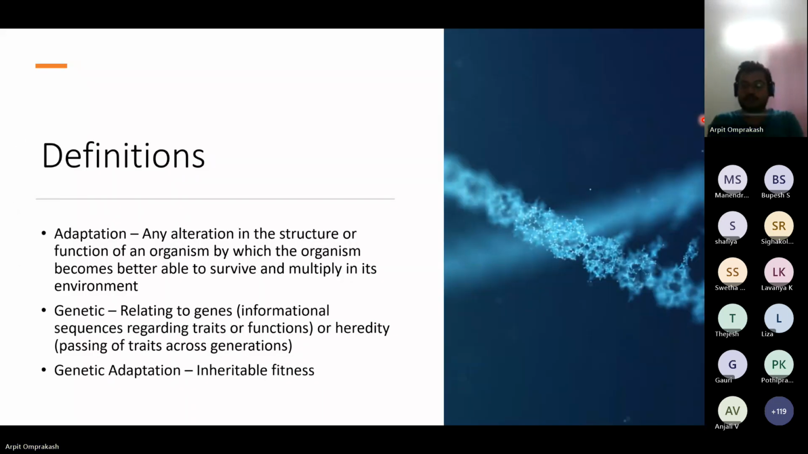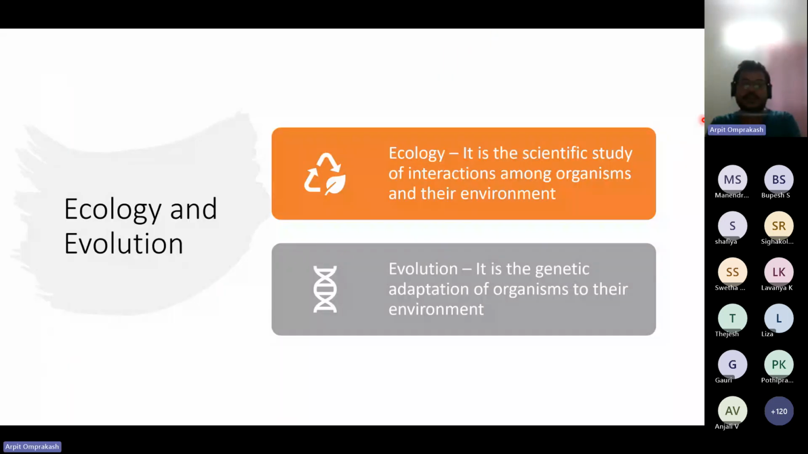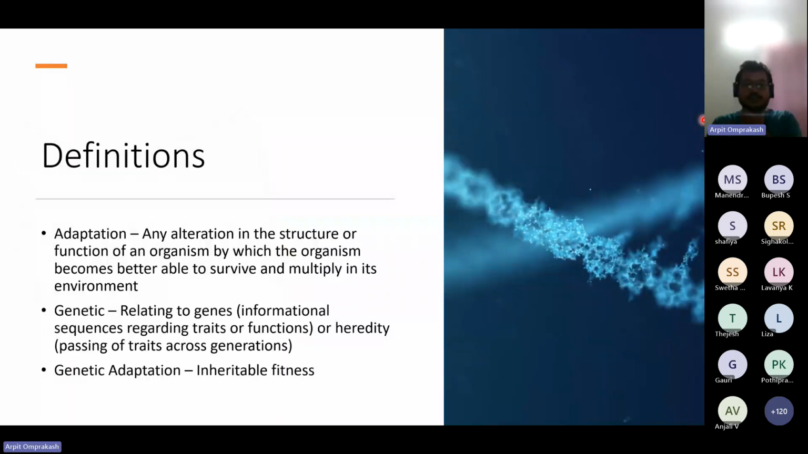First we'll talk about this thing called genetic adaptation. We'll understand what that is. Adaptation is any alteration in the structure or function of an organism by which the organism becomes better able to survive and multiply in its environment.